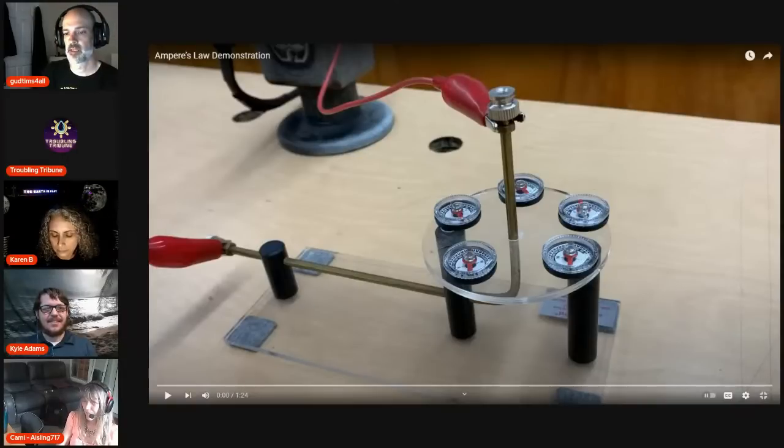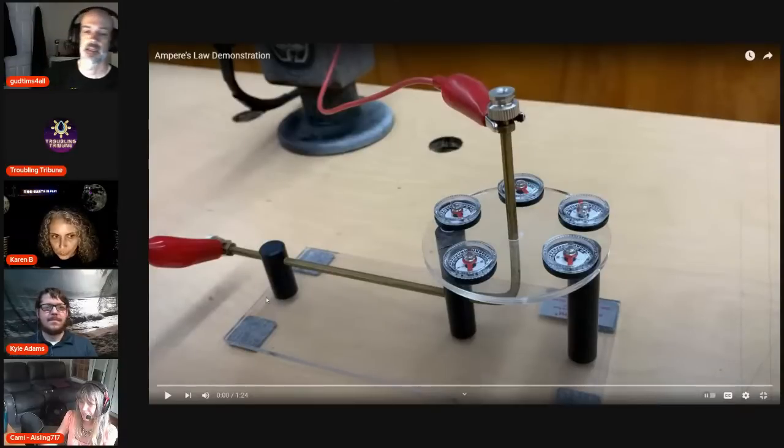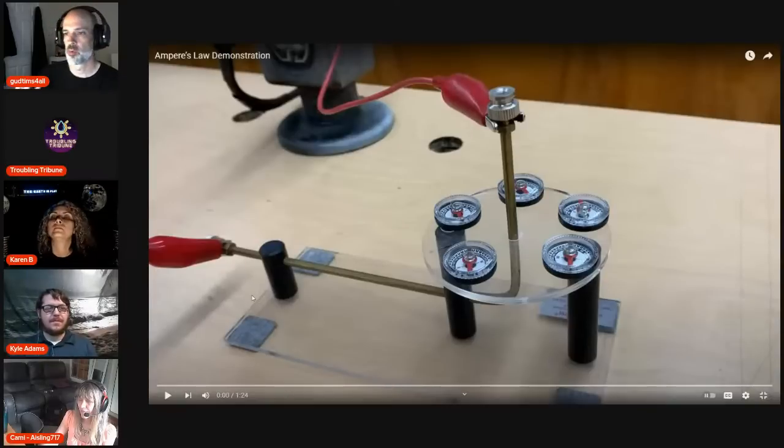Yeah, we're going to take a look at the right-hand rule now. It was figured out by a gentleman, Ampere, that when you have electricity flowing, a magnetic field is created. And here's a little demo. I love little demonstrations like this.